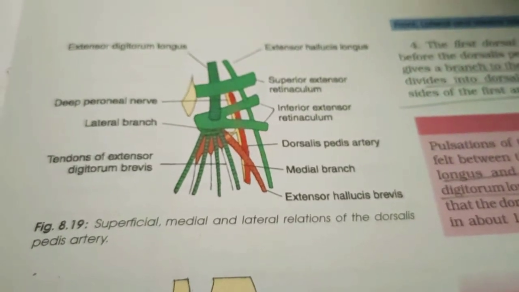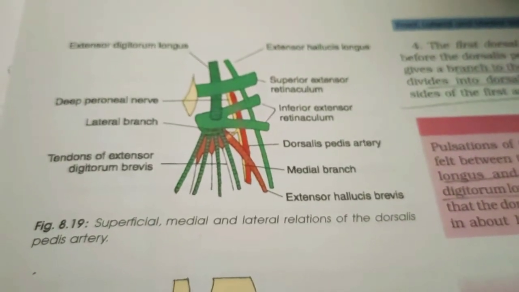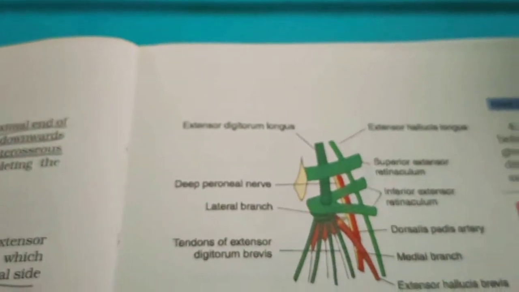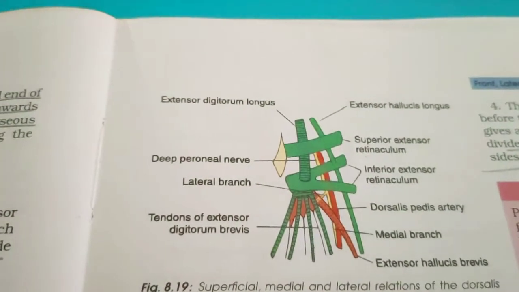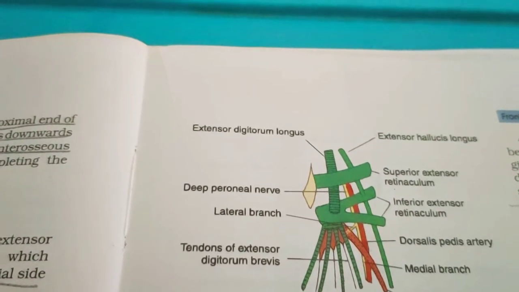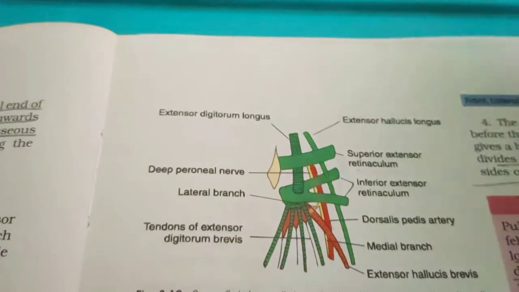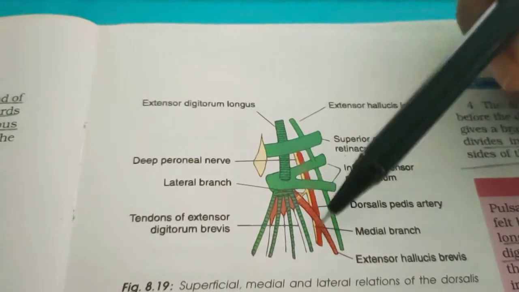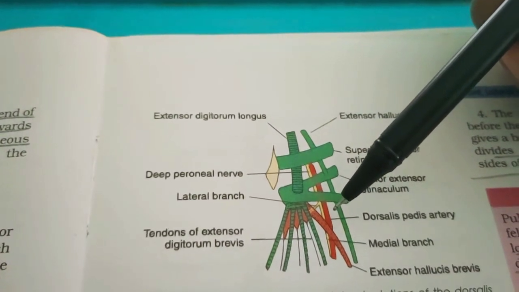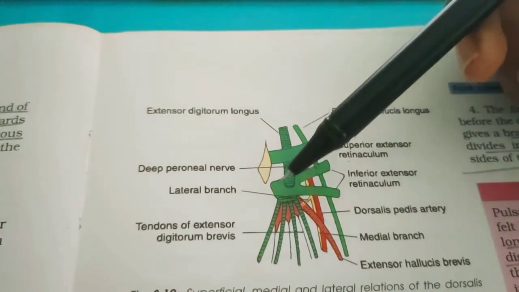Now let us see the variations. Sometimes the dorsalis pedis artery may be large to compensate for a small lateral plantar artery, and in about 14% of normal subjects the dorsalis pedis may be replaced by the perforating branch of the peroneal artery. Sometimes this artery may also lie laterally rather than medially.